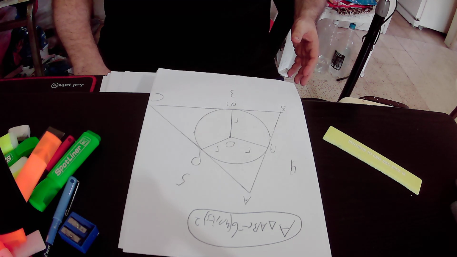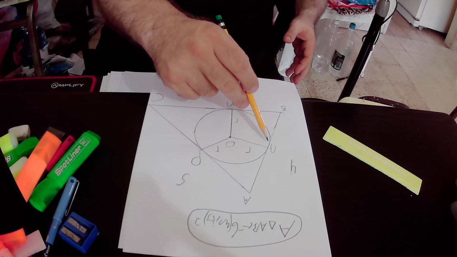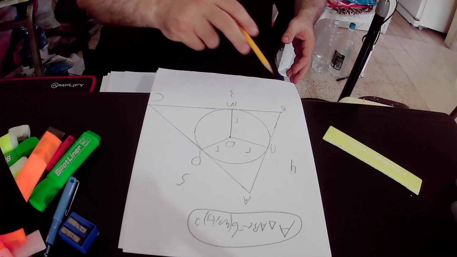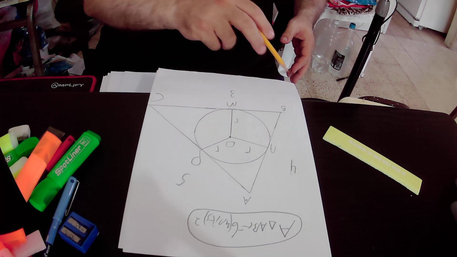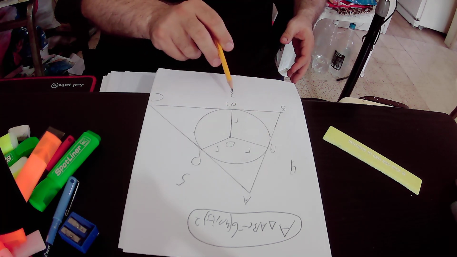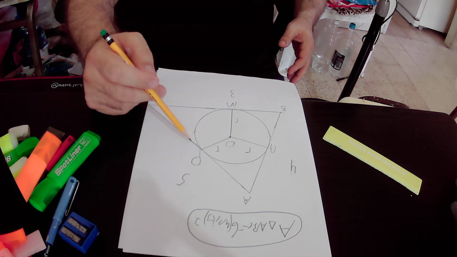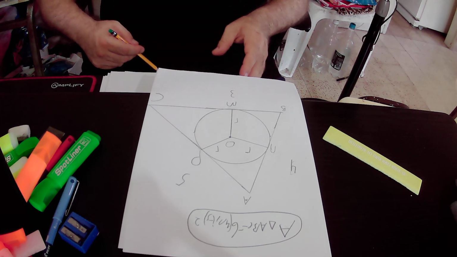And I repeat again, side AB of the triangle is tangent to the circle at point N. Side BC of the triangle is tangent to the circle at point M, and side AC of the triangle is tangent to the circle at point P.